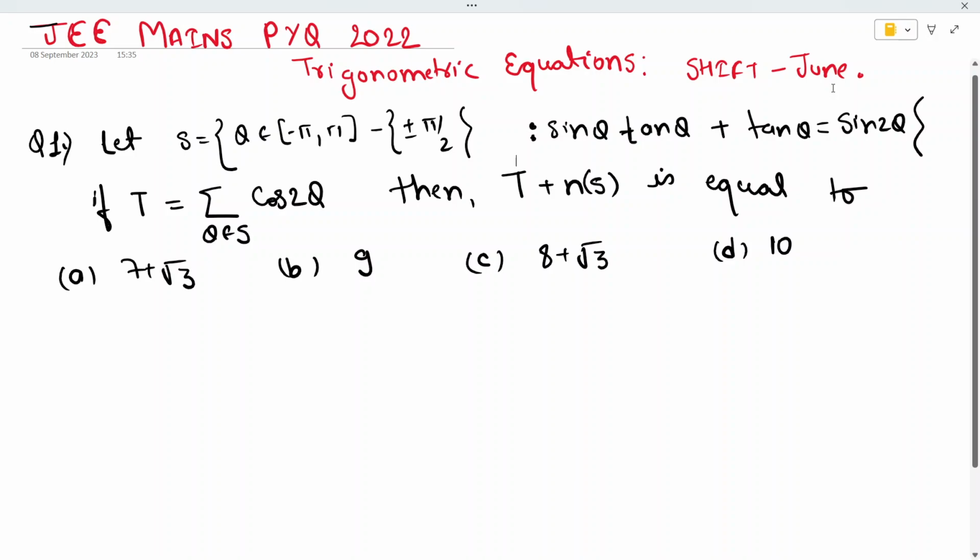Today we are going to solve PYQs of JEE Mains 2022 June based on trigonometric equations. Five questions were asked based on trigonometric equations. So let's start one by one.